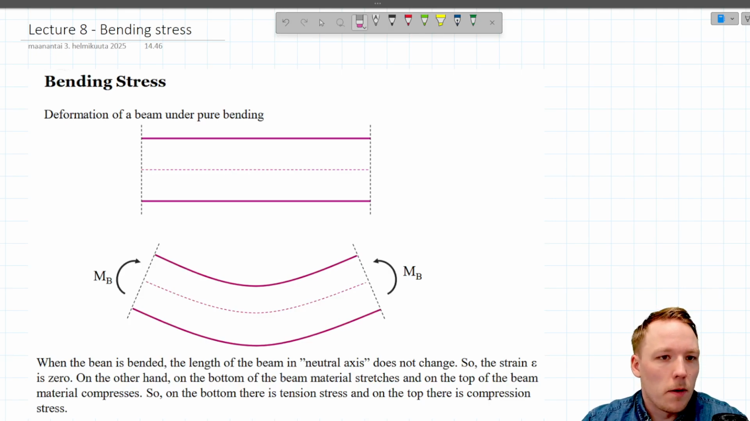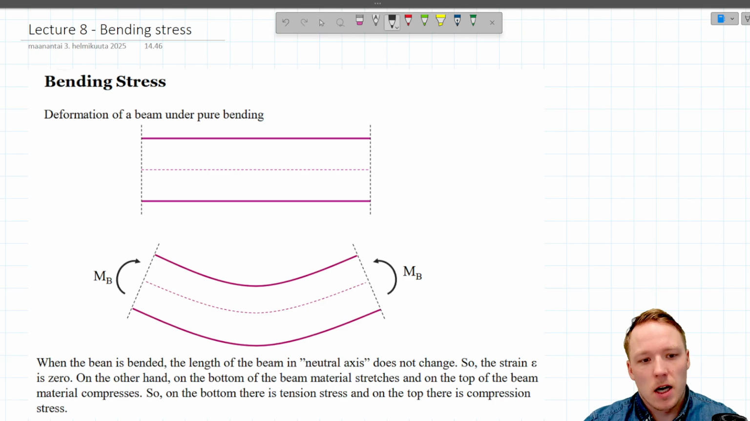The topic of this video is bending stress on different kinds of cross sections. So previously we've been talking about twisting stress, but now instead of twisting profiles we are bending them. In this picture you can see we have a beam which in unloaded condition is a straight one, but once we bend it, it takes a shape like shown in this picture.